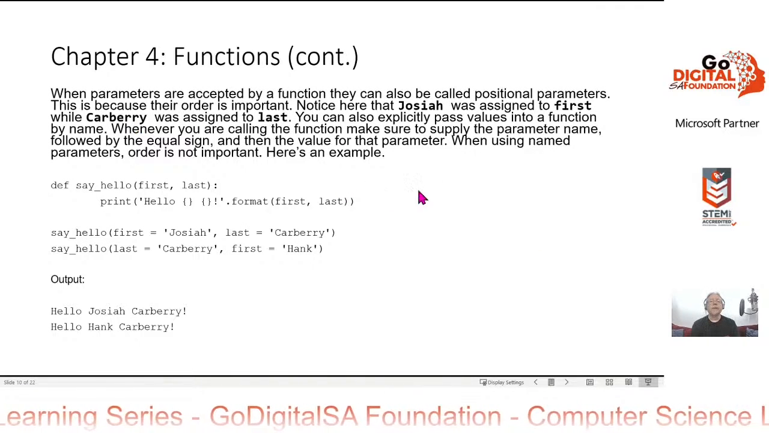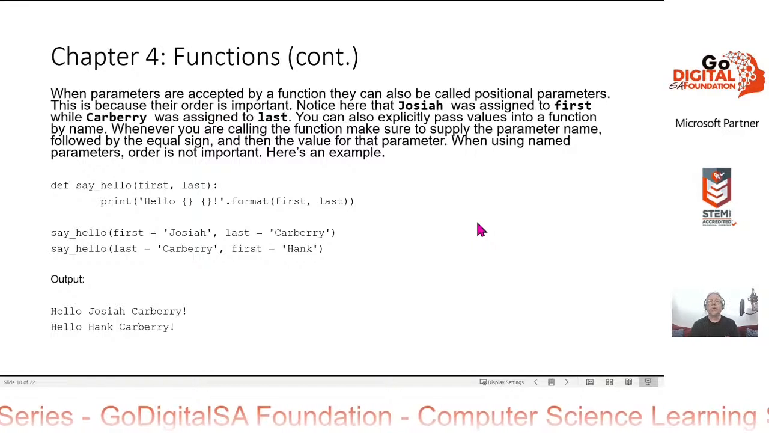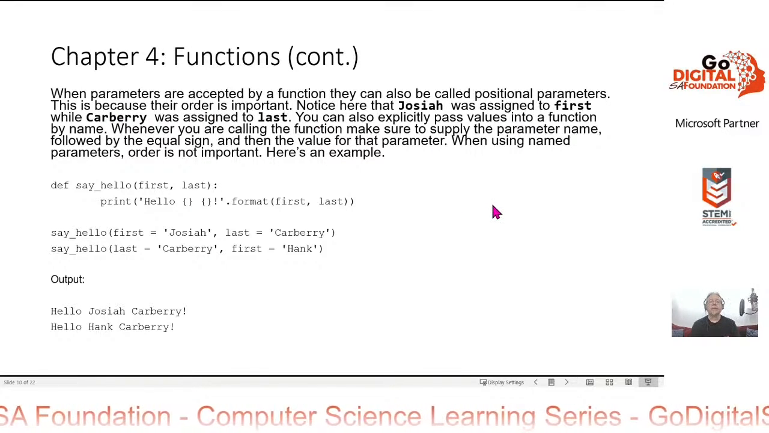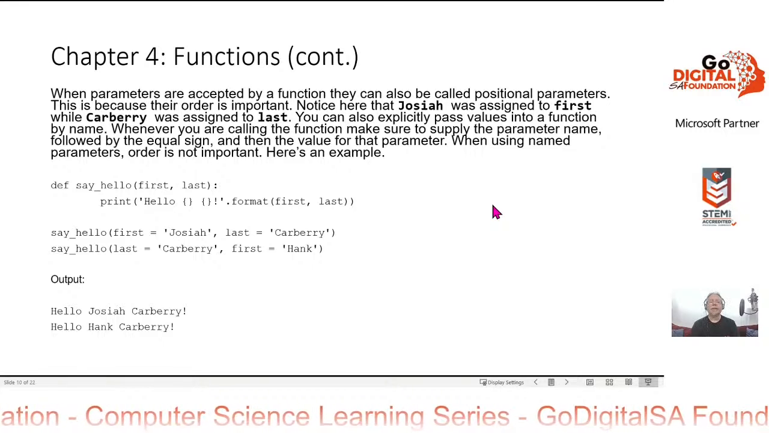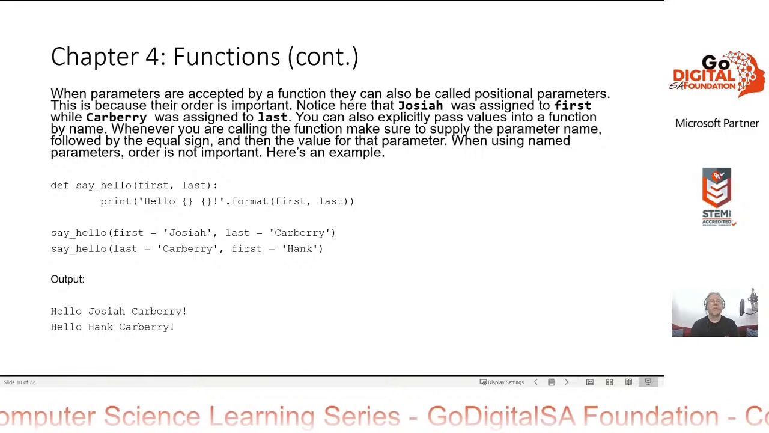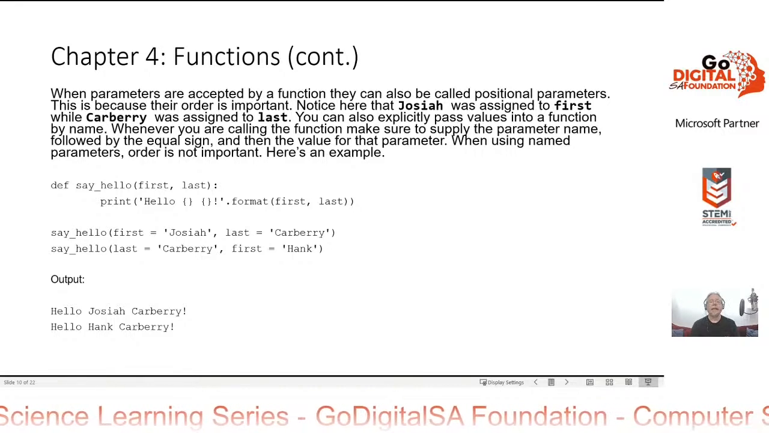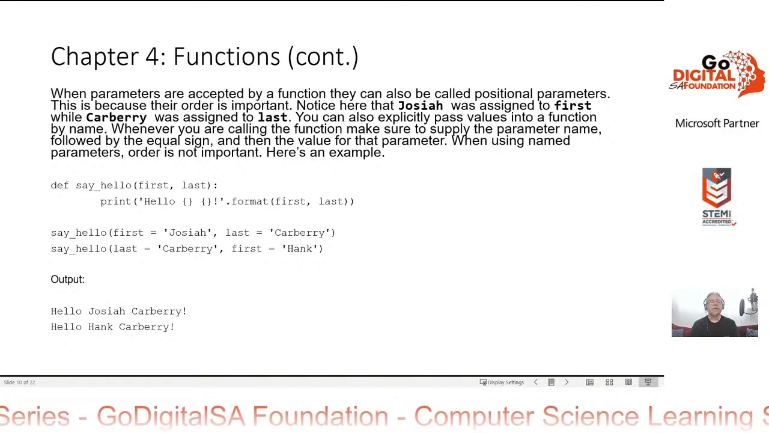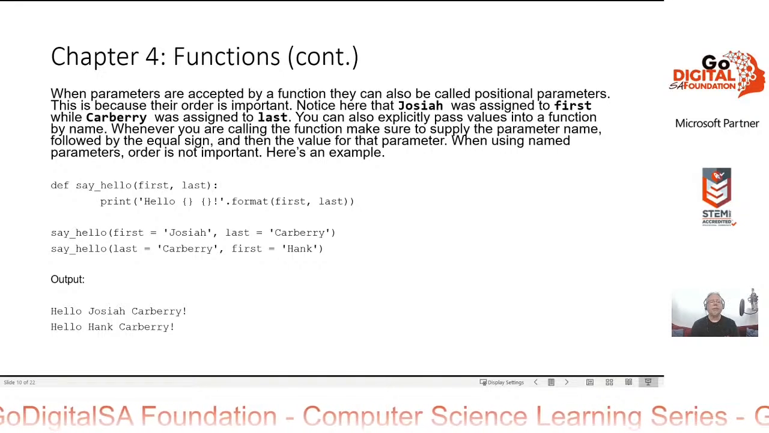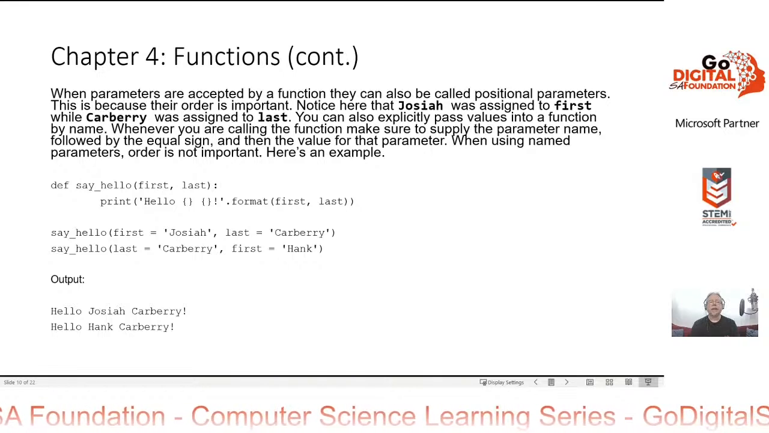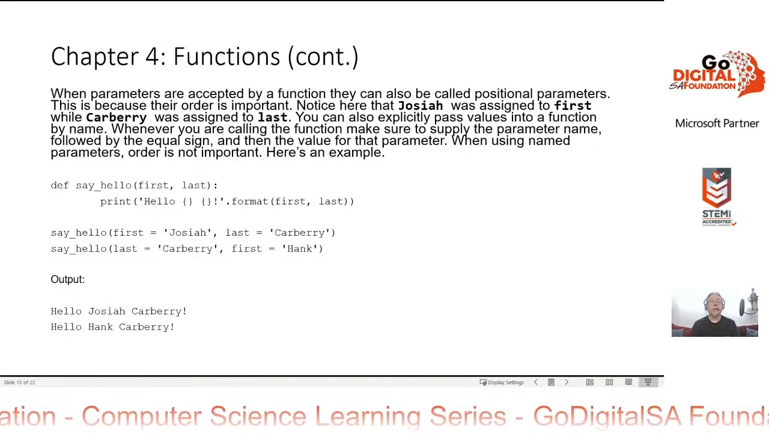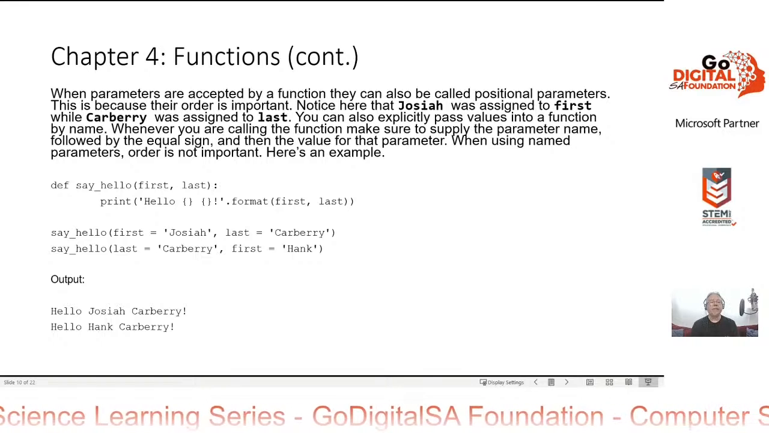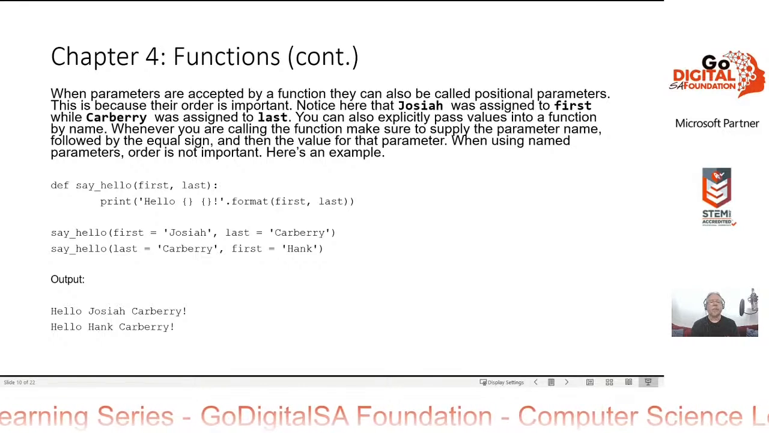When parameters are accepted by a function, they can also be called positional parameters. This is because their order is important. Notice that Josiah was assigned to first, while Carberry was assigned to last. You can also explicitly pass variables into a function by name. Whenever you are calling the function, make sure to supply the parameter name, followed by the equal sign, and then the value for that parameter. When using named parameters, order is not important.